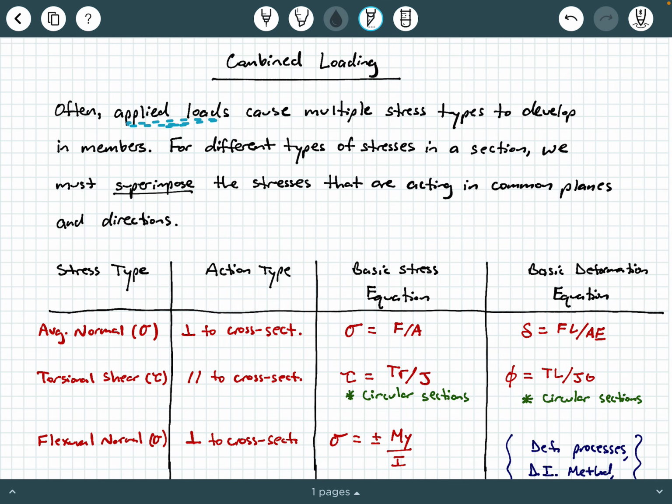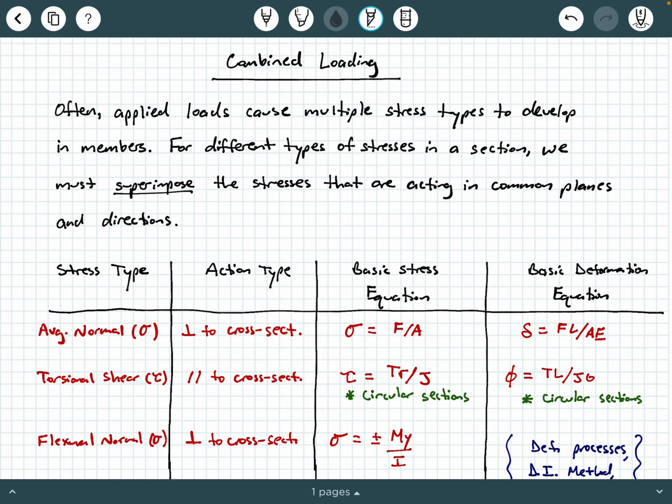Often applied loads cause multiple stress types to develop in members. What we mean by multiple stress types is that you can have stresses acting in different directions or in different planes due to the nature of the applied loads on your entire system. So for different types of these stresses at a particular section, we must use the principle of superposition, or we can say we must superimpose the stresses that are acting in common planes and directions.